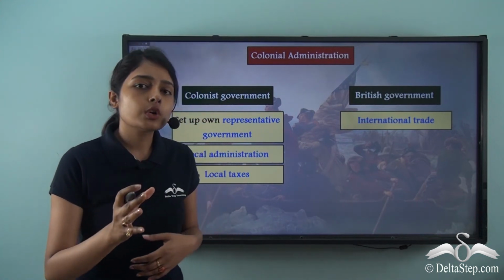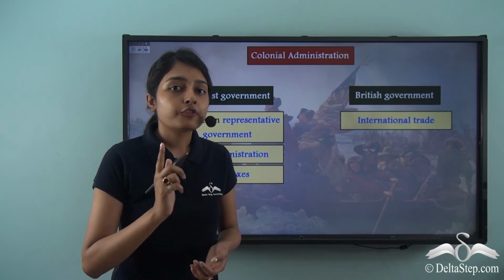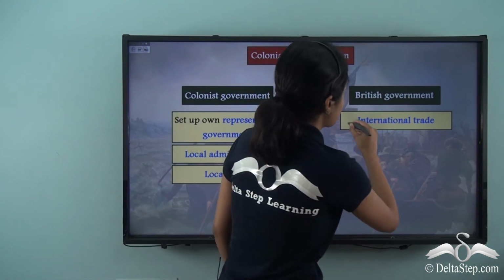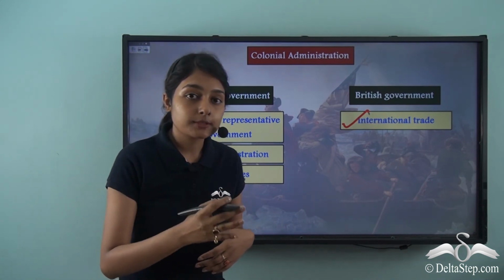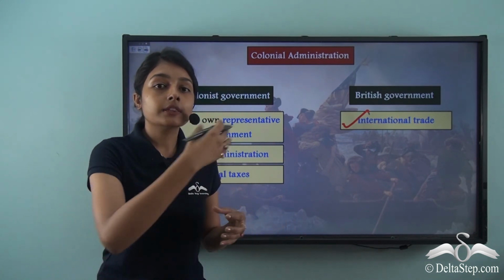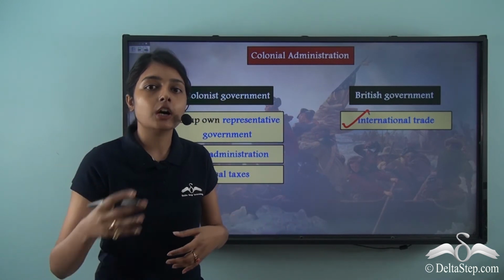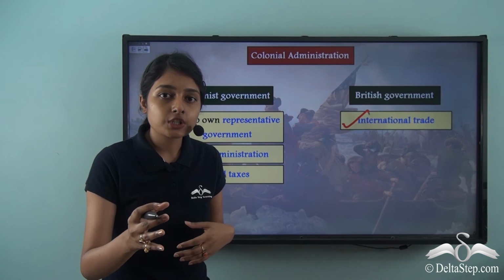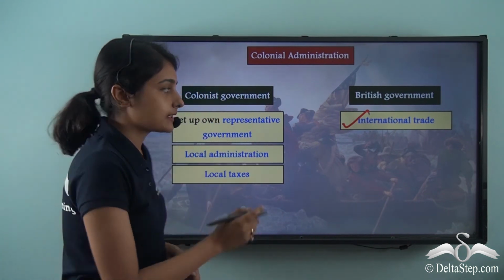Now, what were the things that the British government regulated? First and foremost, the British government regulated international trade, that is, trade between these colonies and other countries in different continents, be that in Europe or Asia or Africa. So international trade was at the disposal of the British government.